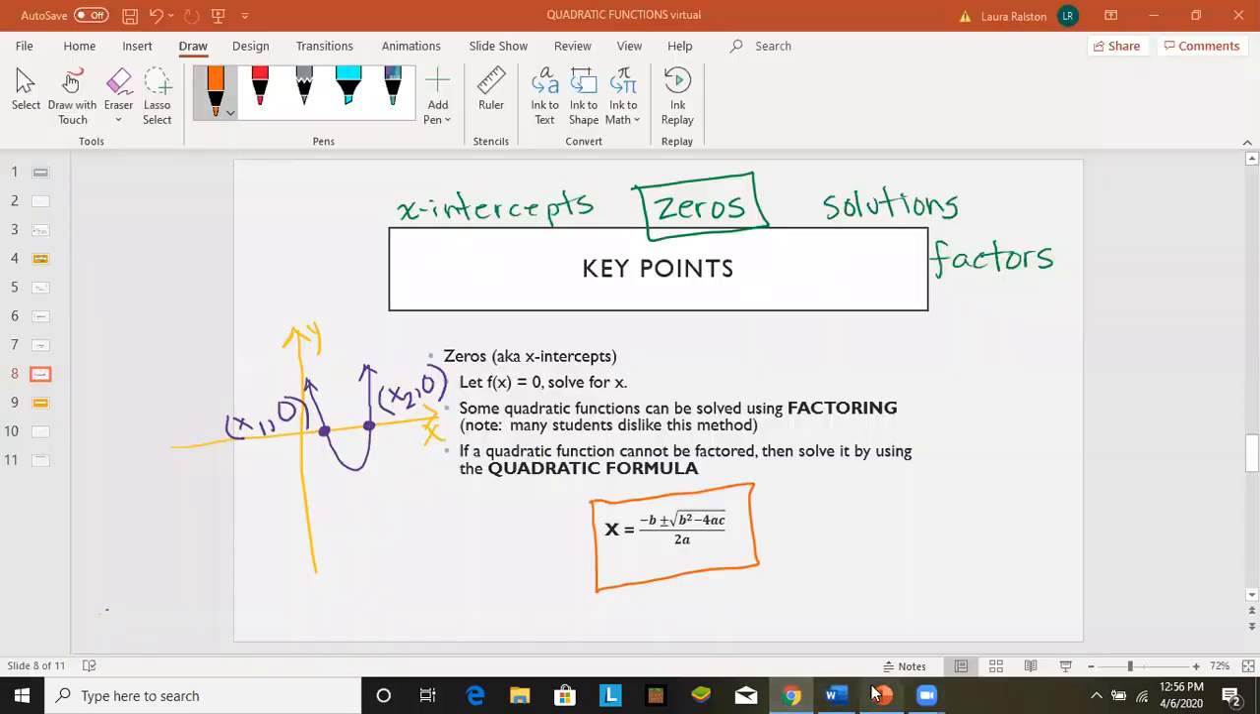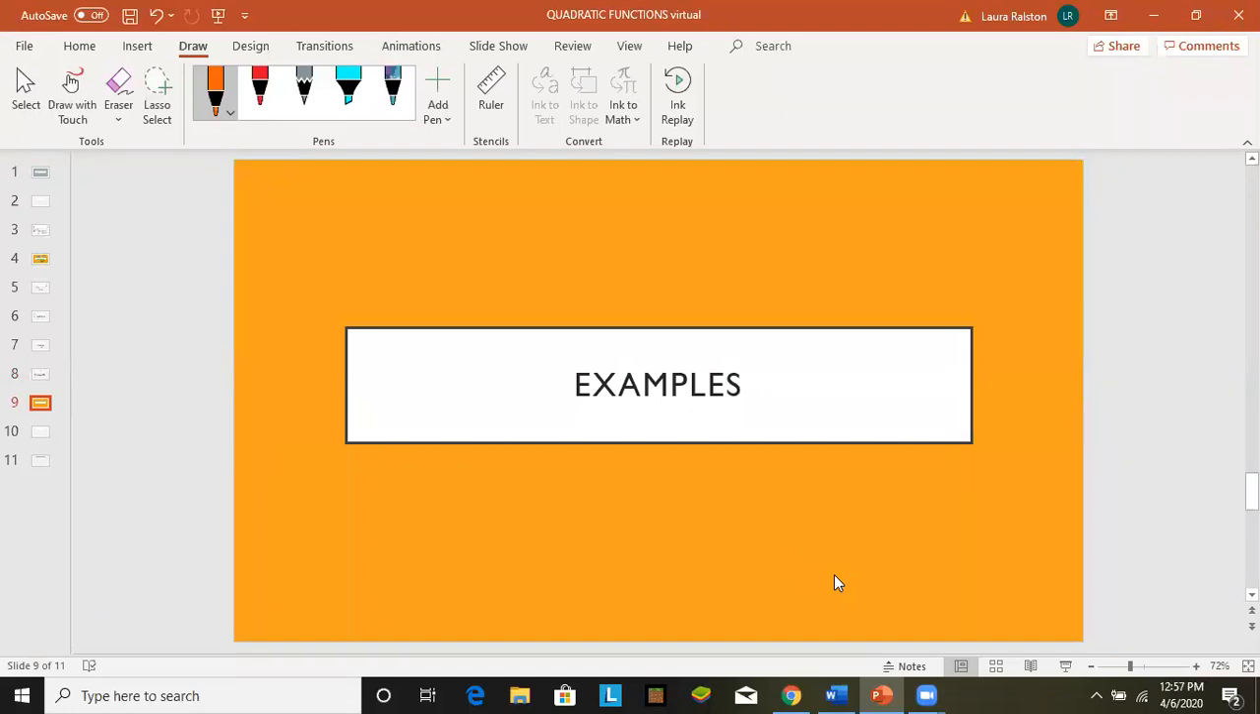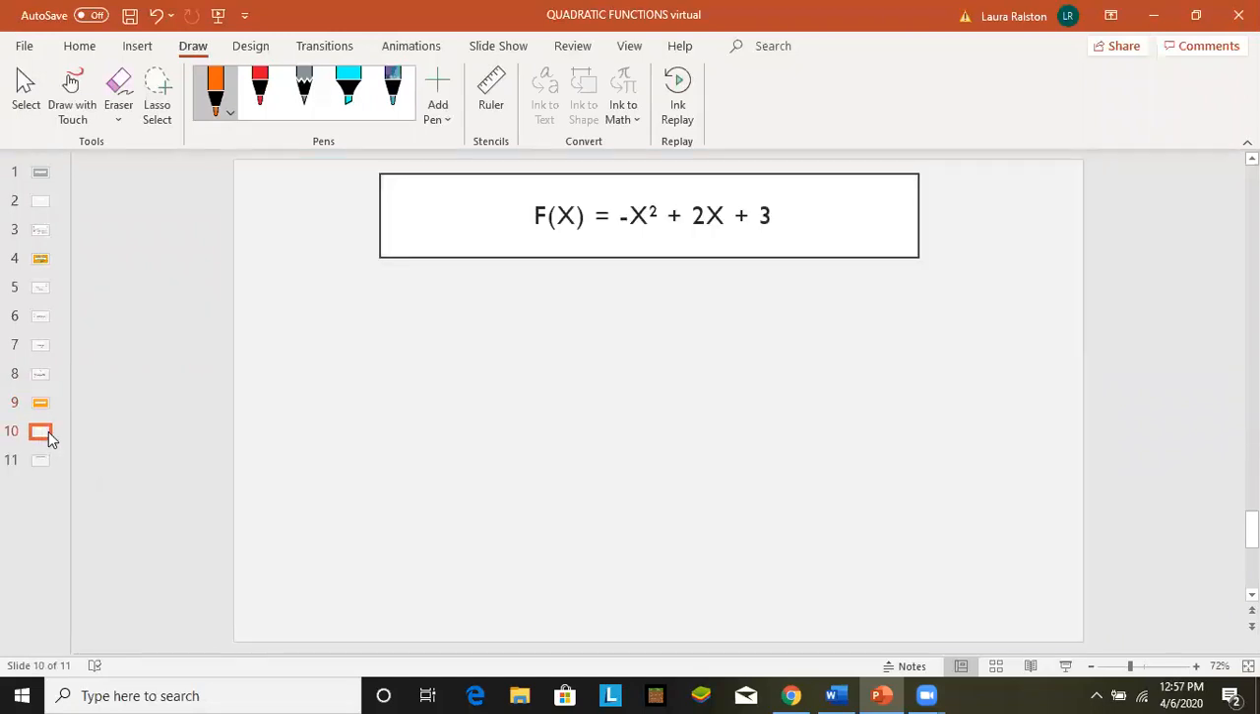All right, so let's go back to our PowerPoint, and I want us to go through some questions together, some examples, and we're going to look at finding the vertex, finding the y-intercept, finding the zeros, graphing it, looking at the axis of symmetry, and that sort of thing. So we're going to take a look at some examples next. Okay, here we go. Here's the first one.